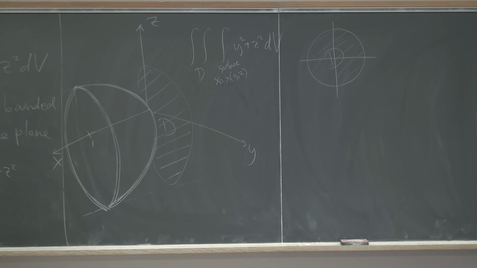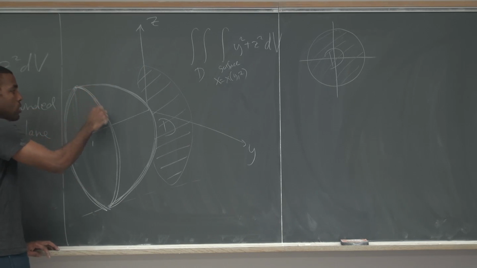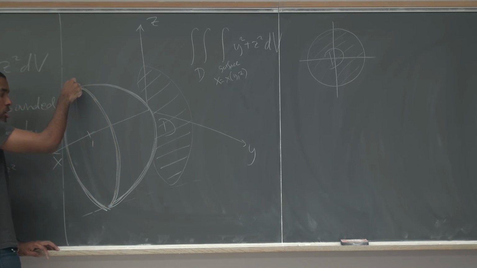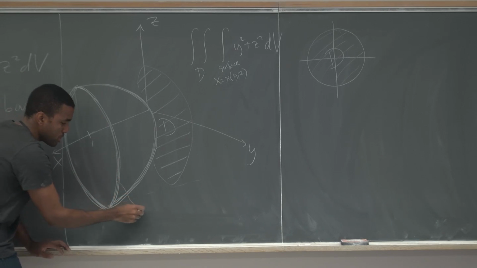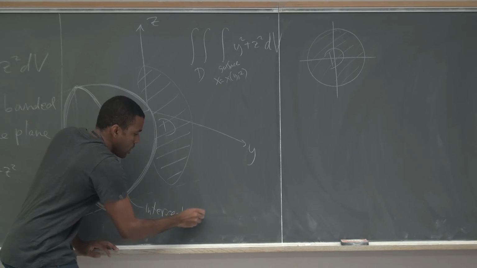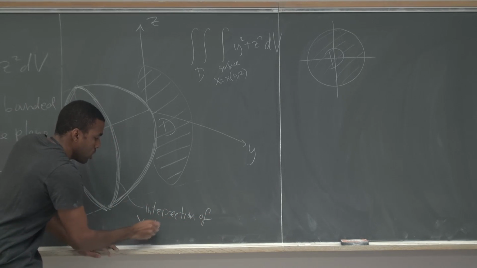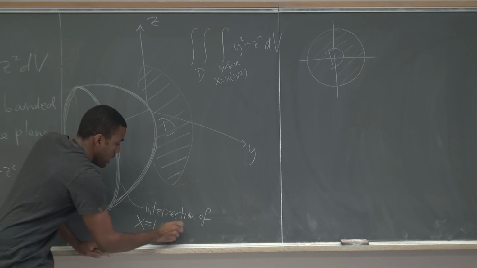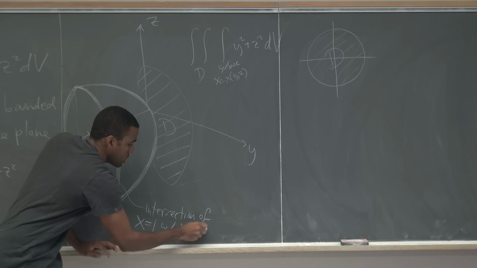How do you get that? Notice where this projection comes from. It came from the outline of this curve here, right? Well, what is that curve? This curve represents the intersection of x equals 1 with x equals y squared plus z squared.